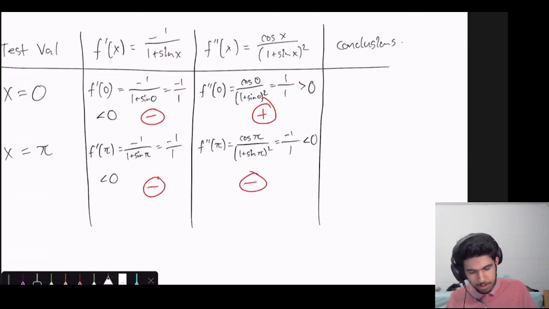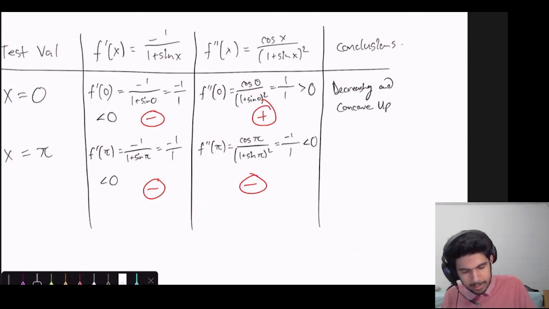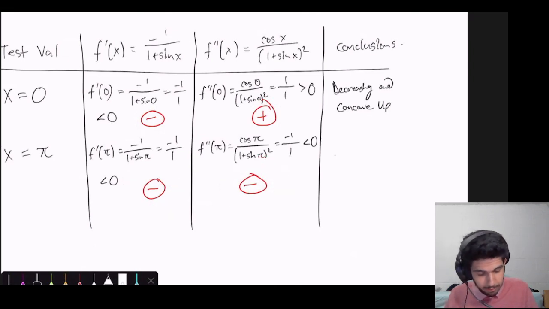Now we make our conclusions. First interval. Whoops. f prime is negative, f double prime is positive. We should be saying this is decreasing and concave up. Second interval, f prime is negative and f double prime is negative. So we're decreasing and concave down.